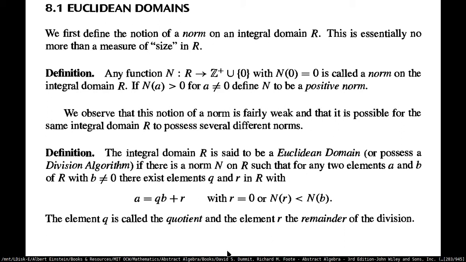It's said to be a Euclidean domain if there is a norm N on the integral domain such that when you take two elements a and b of the integral domain, with b non-zero, there exist q and r in the integral domain such that you can write a as qb plus r. Essentially, if you can apply the Euclidean division algorithm to any two elements in the integral domain, then it's going to be a Euclidean domain. And your conditions are straightforward: r is either 0, or the norm of r must be less than the norm of b. This is similar to how we say r must be less than b, but greater than or equal to zero.